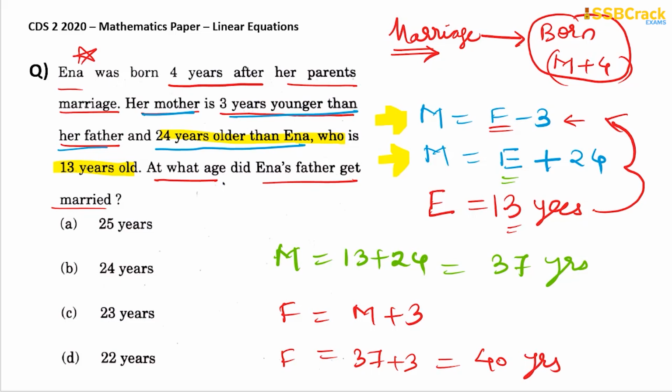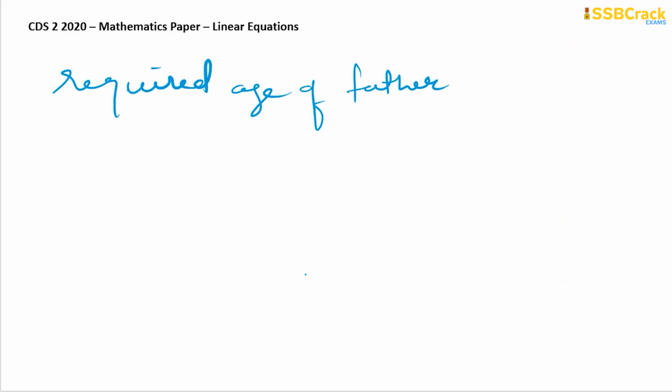But the question is demanding you to calculate the age of father when he got married, right? So for that we shall write the required age of father as the present age, from which we have to subtract the age of Anna, who is 13 years now, because she was not there at the time of marriage, right? So we will be subtracting the age of Anna. Not only that, as per the question, Anna was born 4 years after marriage. So we have to subtract those 4 years also, right?